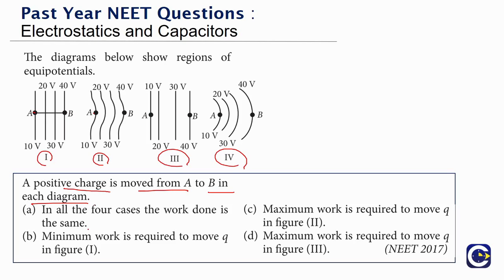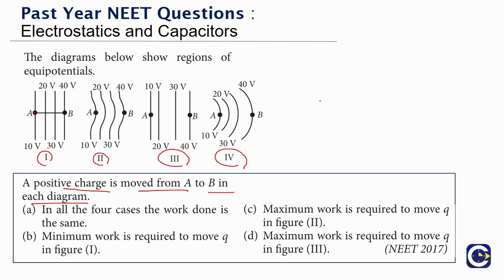Now they are giving us 4 options that are talking about the work done. So look at option A: in all the 4 cases, work done is same. Option B: minimum work is required to move the Q in figure 1. Option C: maximum work is required to move Q in figure 2. Option D: maximum work is required to move Q in figure 3.